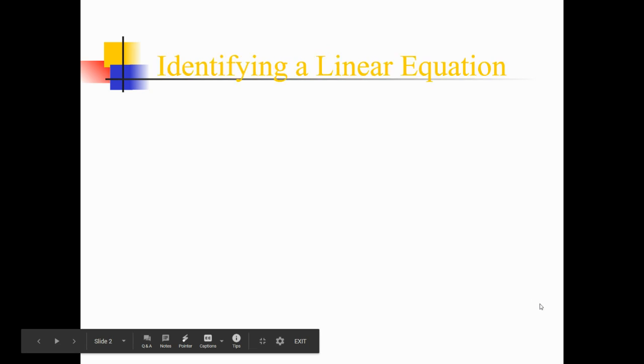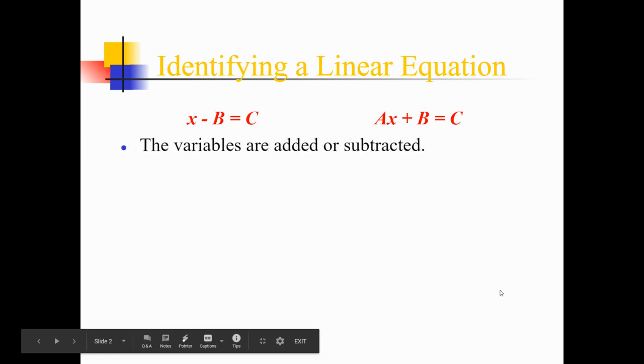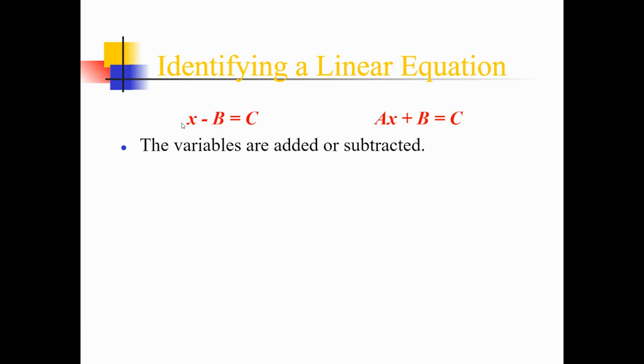All right, so identifying a linear equation. This is an example of two of them. The variables are added or subtracted. Variables, we know, are a letter that represents a number. So in this case, x is a variable, and in this case, there's all variables here. Ax plus b equals c. That's almost like our slope-intercept form, like mx plus b equals y. It can be either added or subtracted. So here we have subtraction and here we have addition. That's how you know that it's a linear equation.